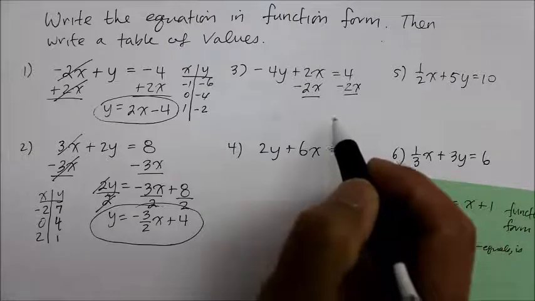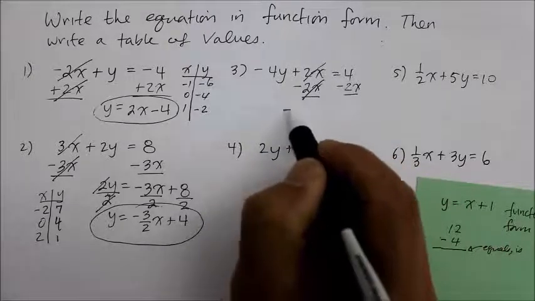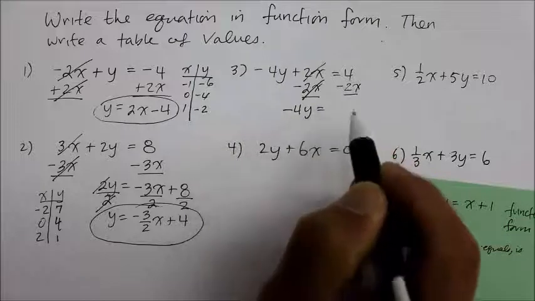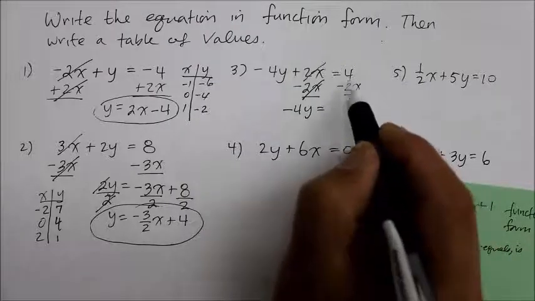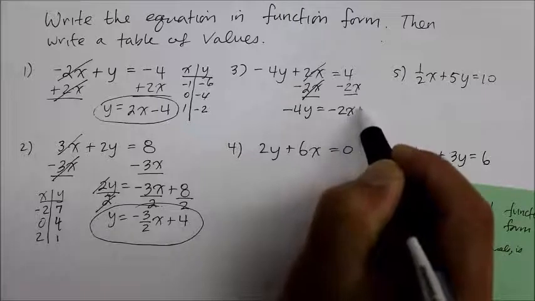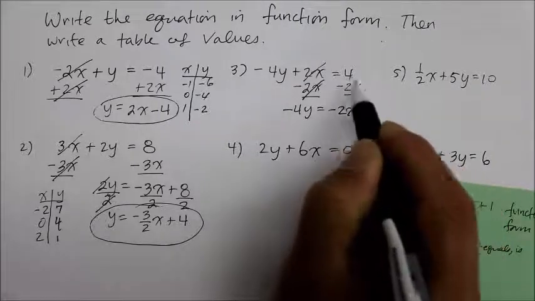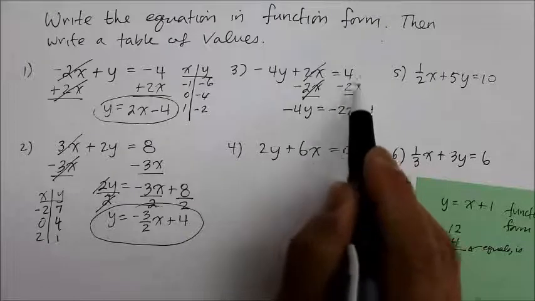So what you have remaining on the left side, because 2x and negative 2x is gone, is just negative 4y. And on the right side, remember, the x term has to come first. Resist. Okay? Don't put 4 minus 2x. It's negative 2x plus the 4, because there's no other sign next to the 4. And you cannot combine them because they're not like terms.